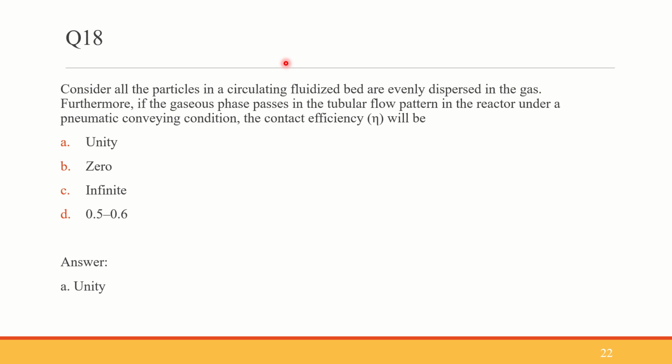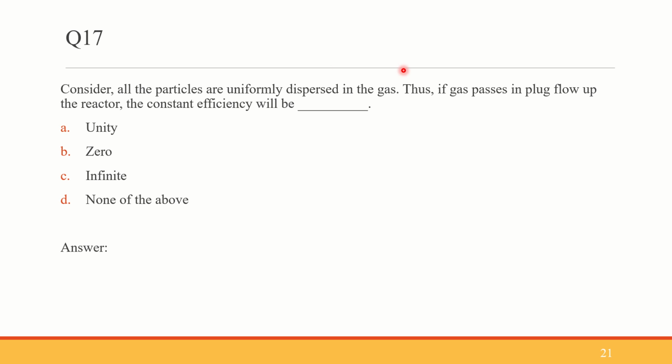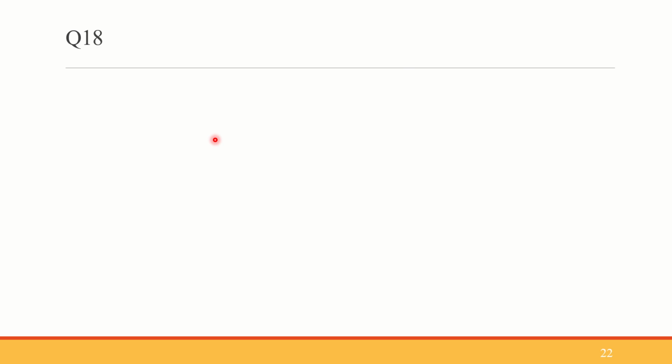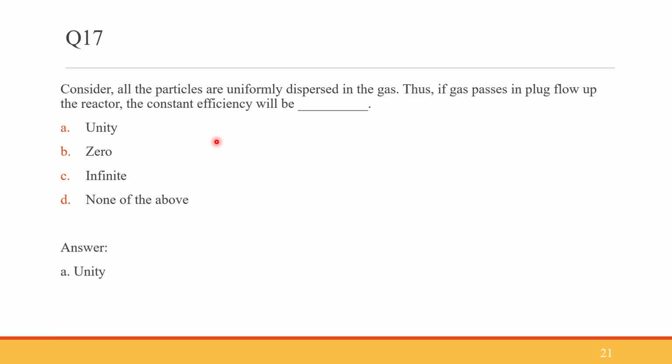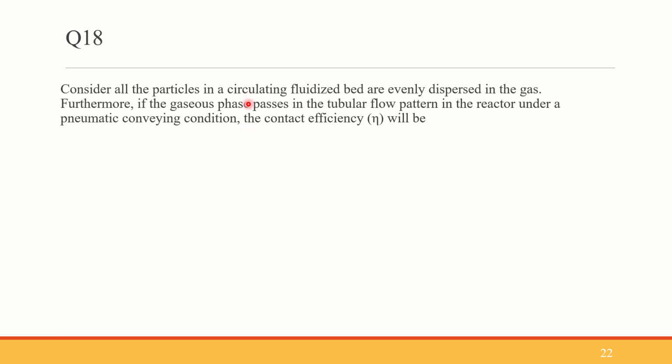In the last question it was about the plug flow pattern. So if the gas passes in plug flow up the reactor, the contact efficiency will be unity. And in this particular question again, it is about the gaseous phase passing in a tubular flow pattern in the reactor under a pneumatic conveying condition. So the contact efficiency will again be unity. And here the main thing is that particles are evenly distributed in the gas phase.